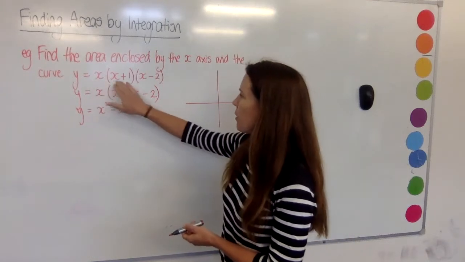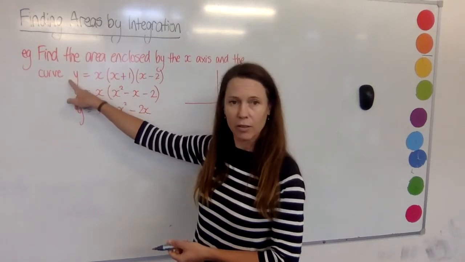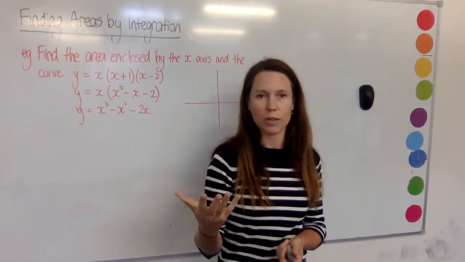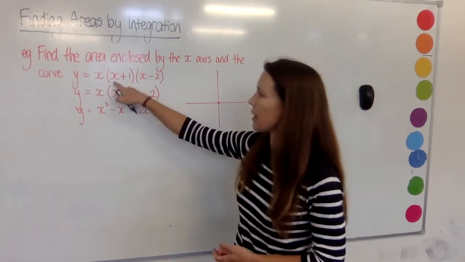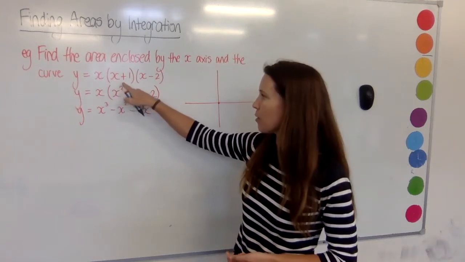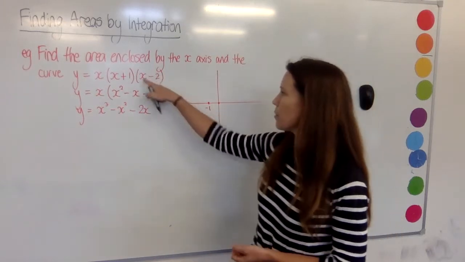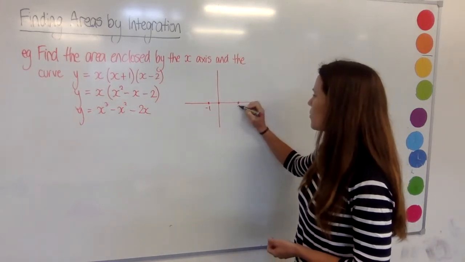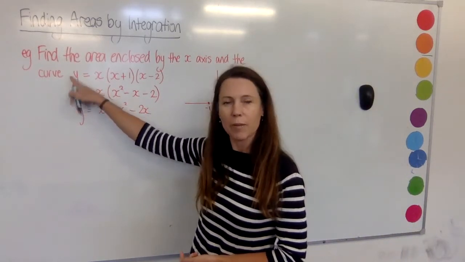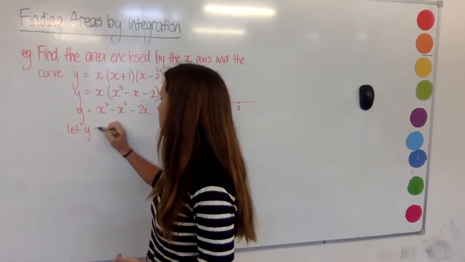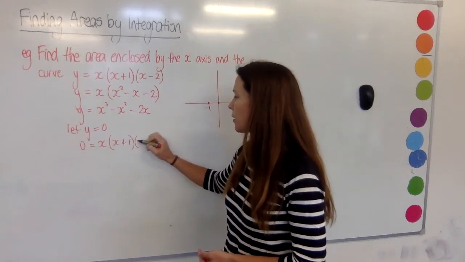Now, if we've got 3 parts multiplied together, they will only equal 0 if one of the 3 parts was 0. So either x was 0, or x was negative 1, because negative 1 plus 1 would be 0, or when x is 2, this part would be 0. And that gives me my intercepts nice and quickly and easily, just by imagining that I'm going to let y equal 0. Now, if you want to, you can write down let y equal 0, and then you can actually write down 0 equals and recreate all of that.